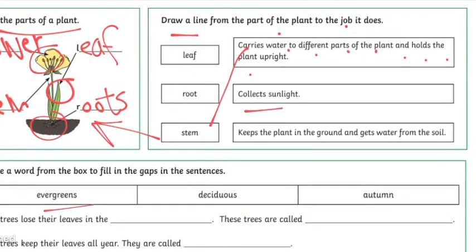Collects sunlight. Which one collects the sunlight to make food? Leaf. Keeps the plants in the ground and gets water from the soil. Which one under the ground takes the water? Root. What? Stem or root? Root. It already keeps the plant in the ground and takes the water.